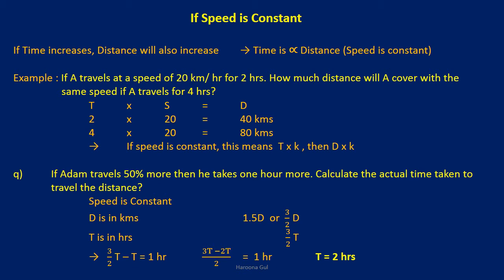Now, T would be, if D is increasing, right? If D is increased by 150%, it means that time will also be increased by 150%, which means that time will also be multiplied by 3/2. And we have been given that it takes 1 hour more, right? If Adam travels 50% more. So 3/2 T minus T, which is the actual time, is equal to 1 hour, right? And if we simplify it, we're going to get T is equal to 2 hours. That is the actual time taken to travel the distance.